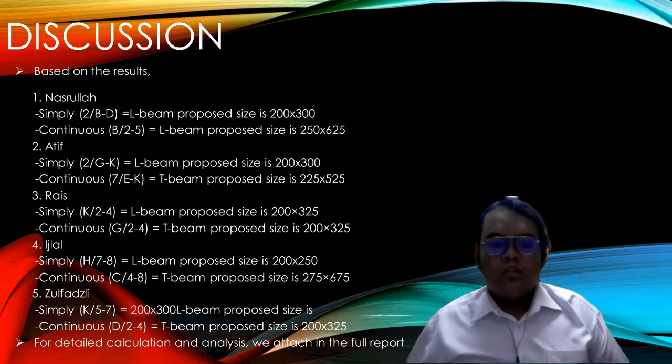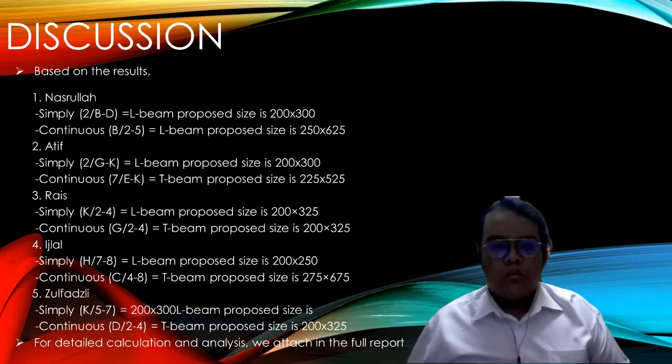Proposed size is 225 times 525 mm. And for Rais, simply supported, he designed L beam. Proposed size is 200 times 325 mm. And for continuous beam, also he designed as T beam, also with size 200 times 325 mm. And for Ijlal, simply supported, he designed as L beam. Proposed size is 200 times 250 mm. And for continuous beam, he designed T beam.